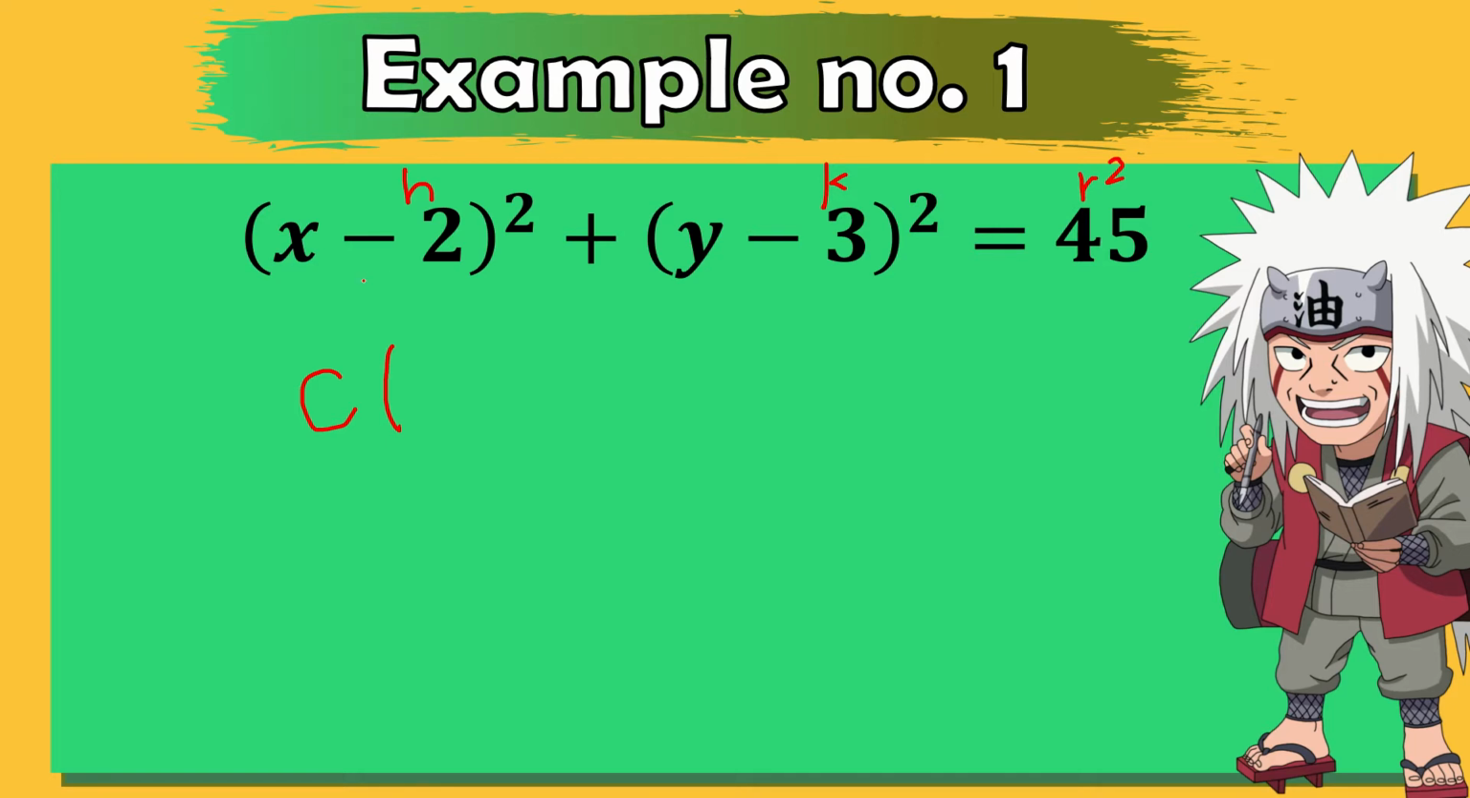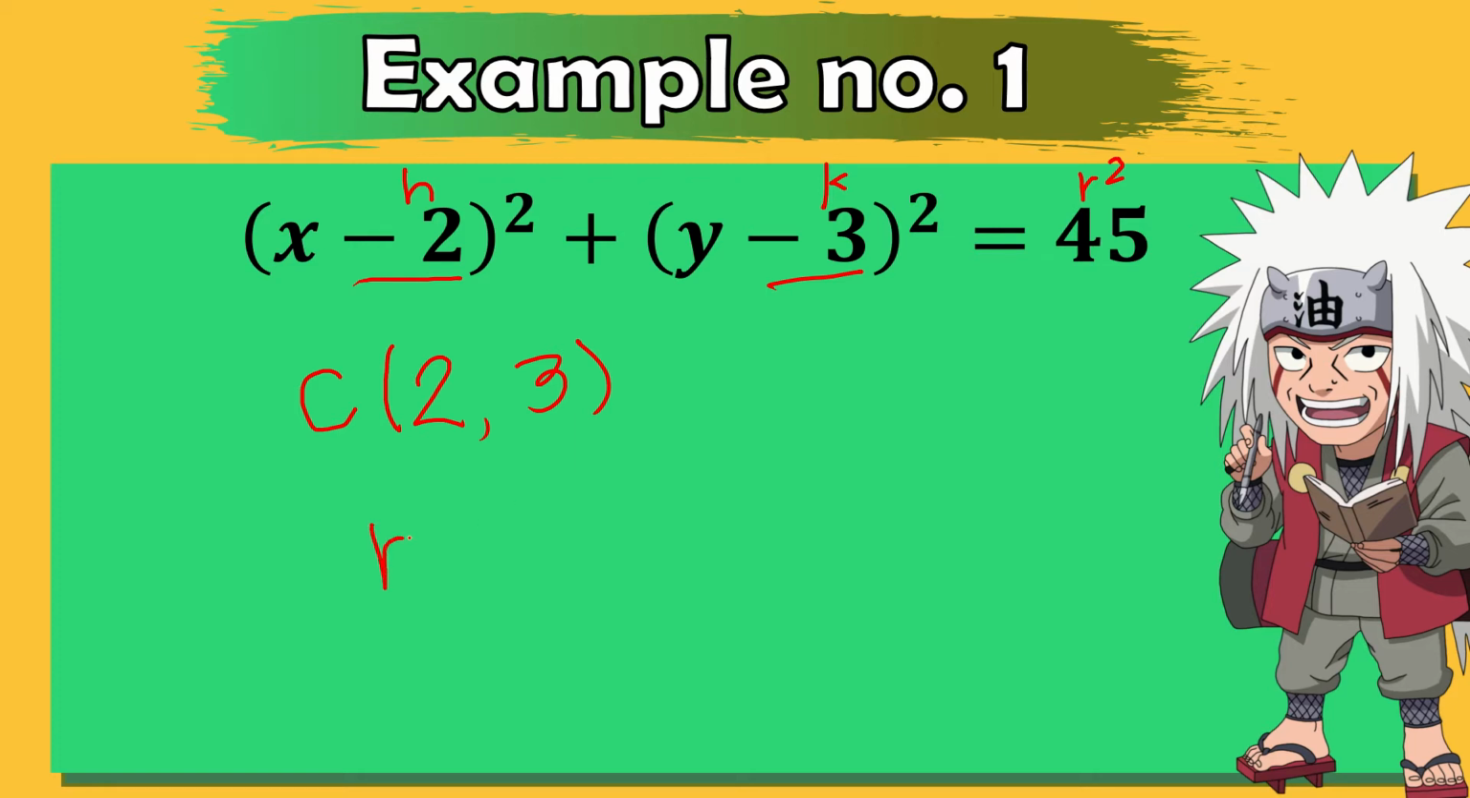So, h is negative 2. The opposite of negative 2, the sign will change, so h will be positive 2. And k is negative 3 here. We change the sign, the opposite, so this will be positive 3. So the coordinates of the center of the circle with this equation is located at positive 2 and positive 3.